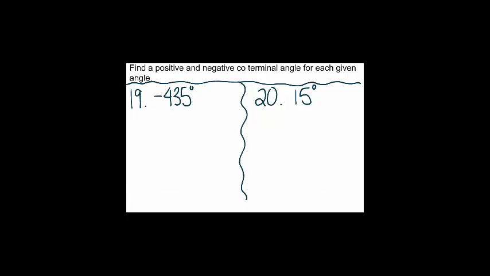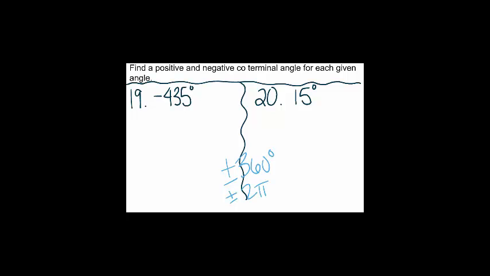Back up with number 19. We're going to find positive and negative coterminal angles. All coterminal angle means is they start and stop at the same place. And there was a way that we found that. It was always plus or minus 360 degrees, or plus or minus 2 pi if we're in radians, but it looks like both of these are in degrees.